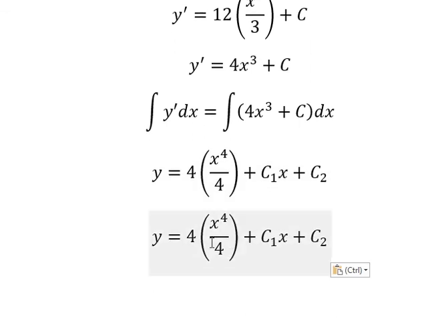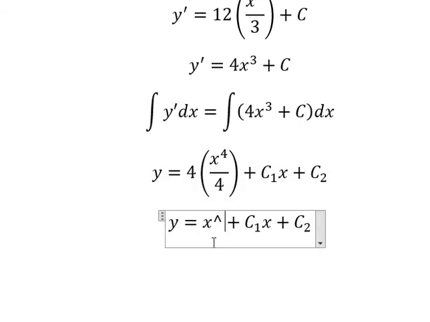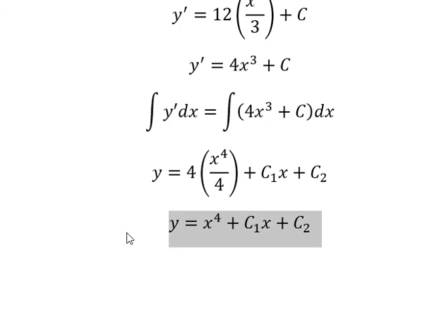So we simplify this one, and that is the final answer. This is the end.